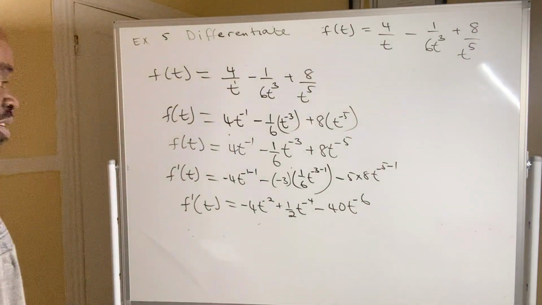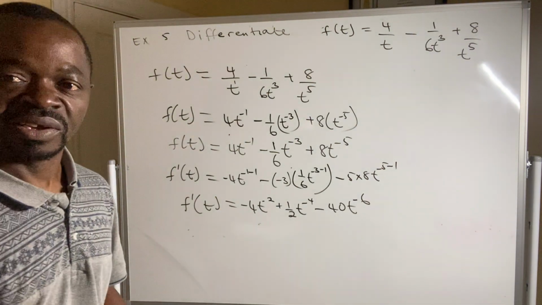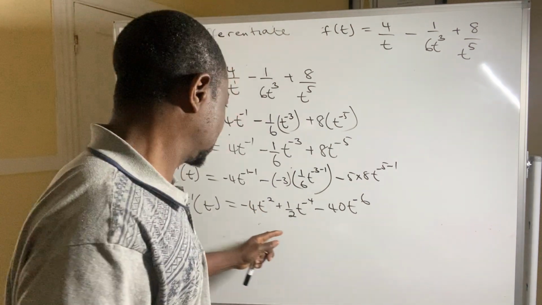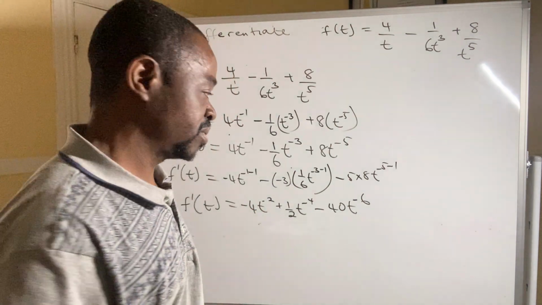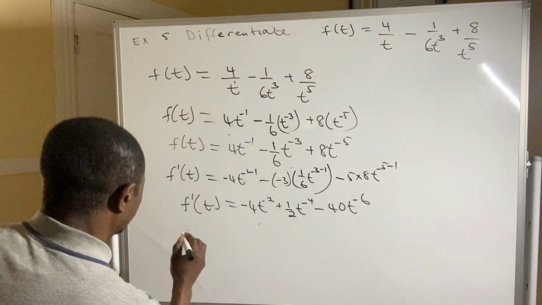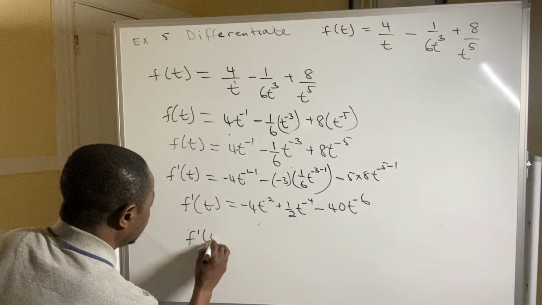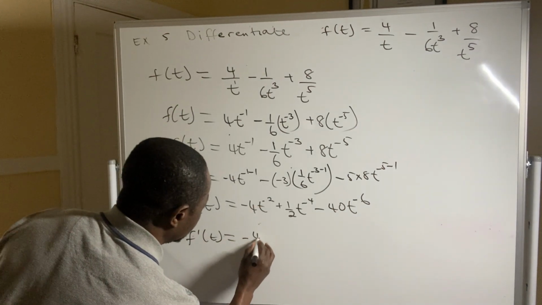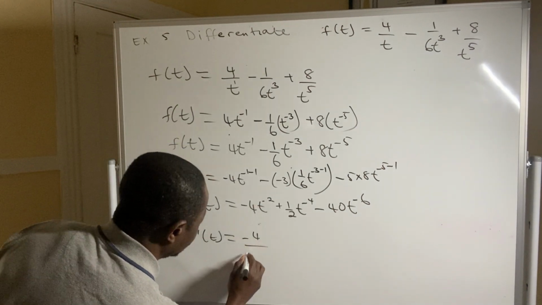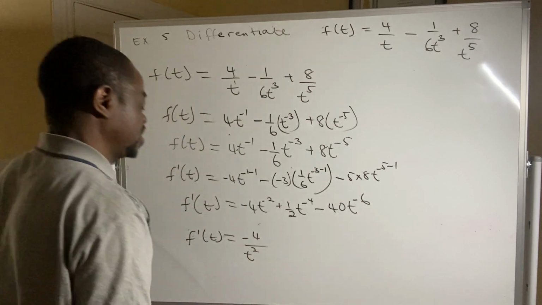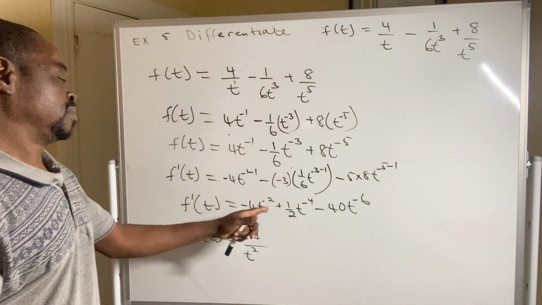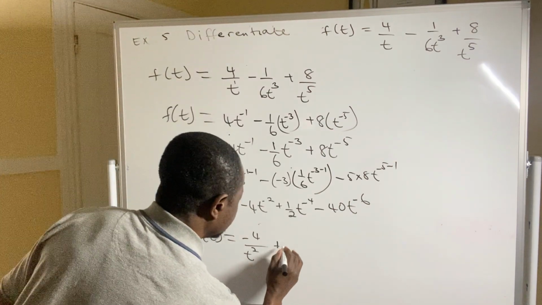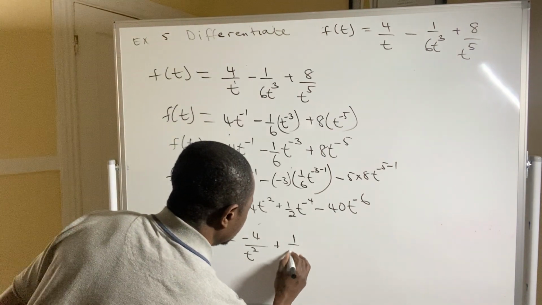So to avoid the negatives, you can leave it like this, it's right, but if you don't want the negative signs to appear at the top, you bring them down. So you have f prime of t is equal to negative 4 all over t squared. So we bring a negative power down, change to a positive. And then this is plus 1 over 2.